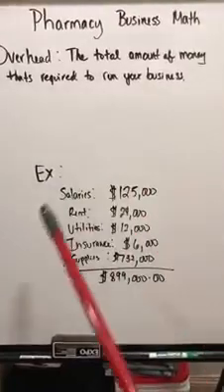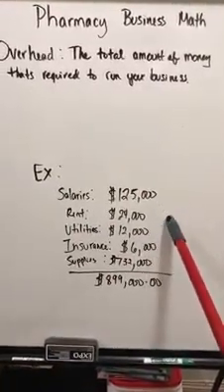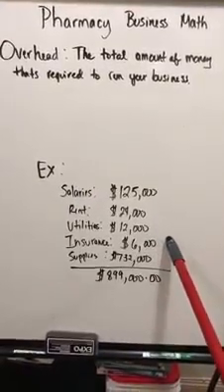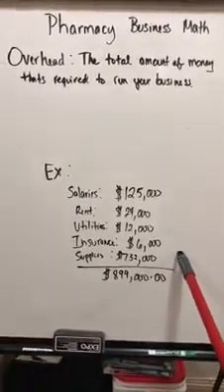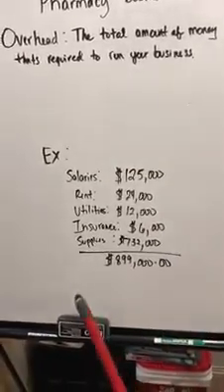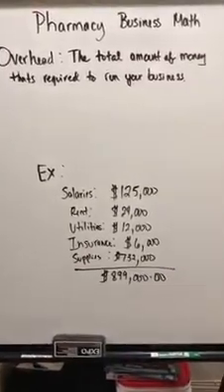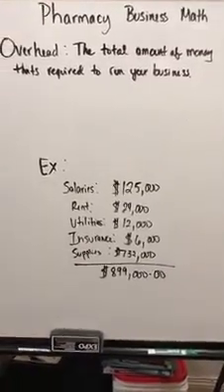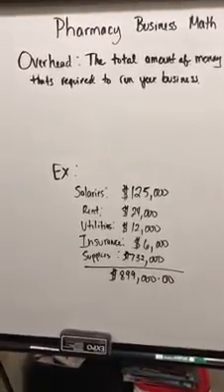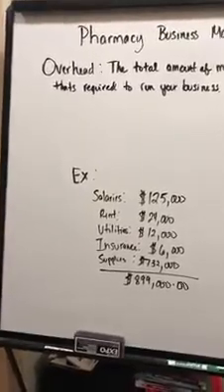For this example of overhead, the salaries are $125,000, the rent is $24,000, the utilities are $12,000, the insurance is $6,000, and the supplies are $732,000. The total amount is $899,000, and this says annual. Annual definitely means yearly. So for the year, this is how much money you're paying on your bills. So the question is, how much profit do we need to make each year in order to be profitable?